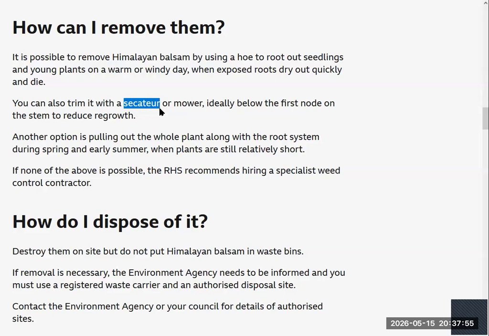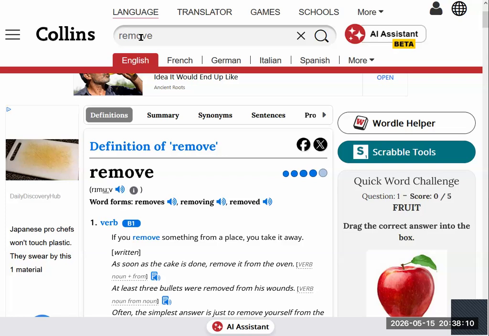I normally put an S on the end of it. Secateurs. But maybe I'm saying it wrong. In Ukrainian language, it is a bit similar. Secateur.